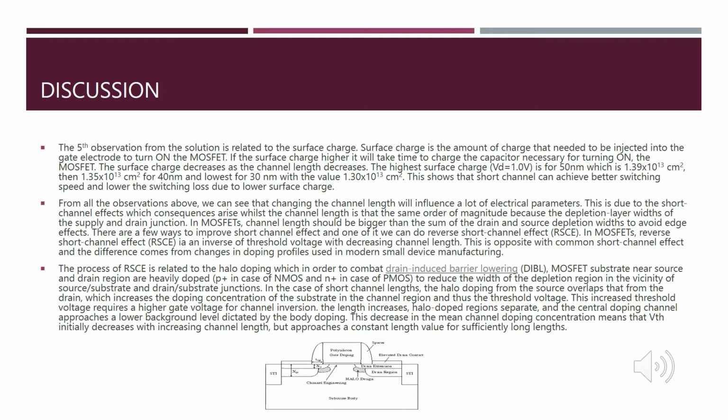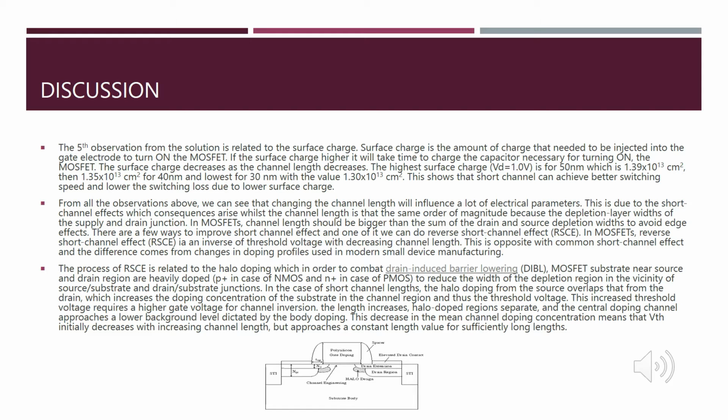In MOSFET, the reverse short channel effect is an increase of threshold voltage with decreasing channel length. This is opposite to the common short channel effect, and the difference comes from changes in doping profiles used in modern small device manufacturing. The reverse short channel effect is related to halo doping. In order to combat drain-induced barrier lowering (DIBL), the MOSFET substrate near the source and drain regions is heavily doped to reduce the width of the depletion region in the vicinity of the source-substrate and drain-substrate junctions.